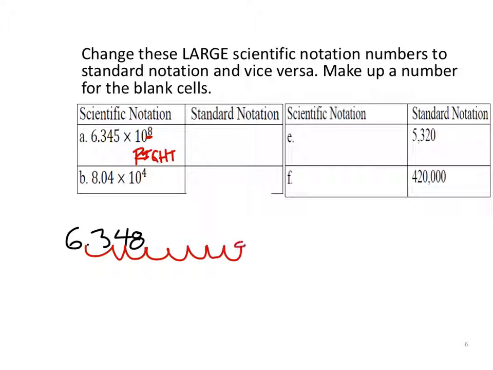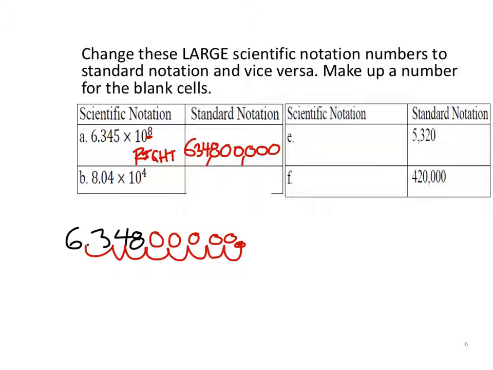So this is where the decimal will be. And we have a bunch of empty place values which we need to replace with zeros. So this is what I have here. The actual standard notation, let's go ahead and write that in. And we'll throw some commas in there to make that a little bit easier to read. 634,800,000 would be the standard notation for that scientific notation.